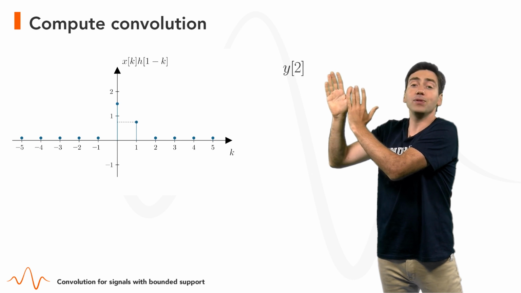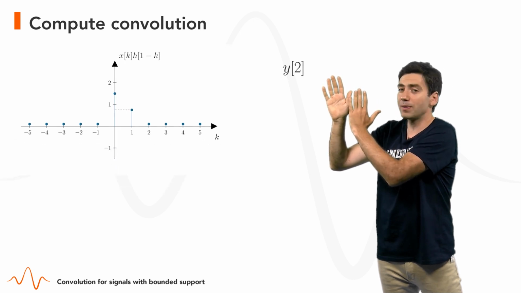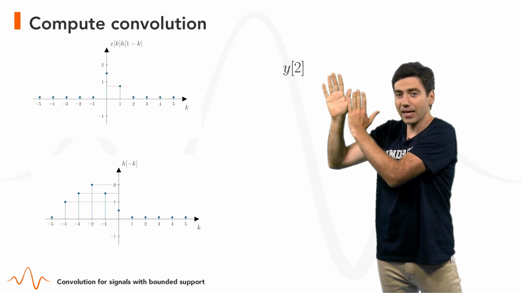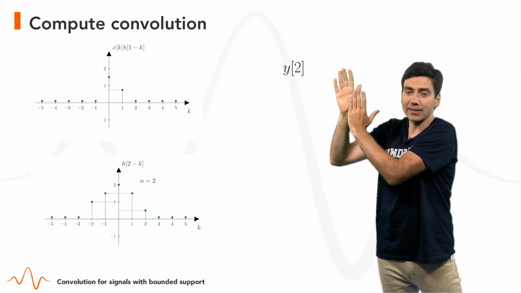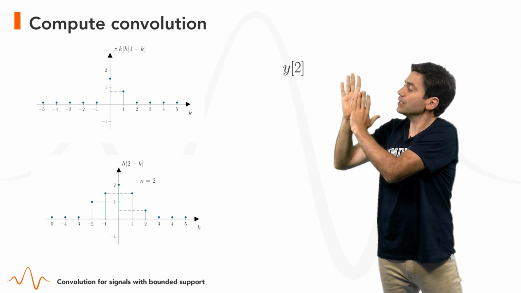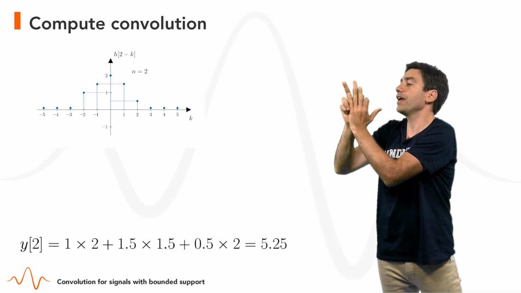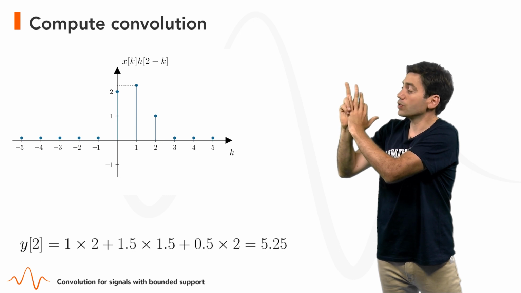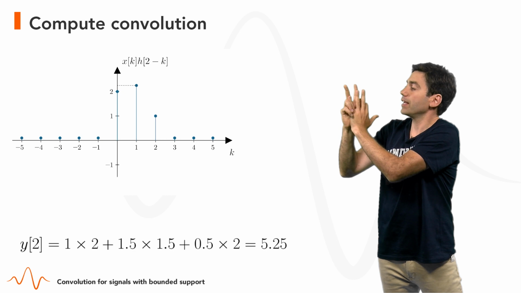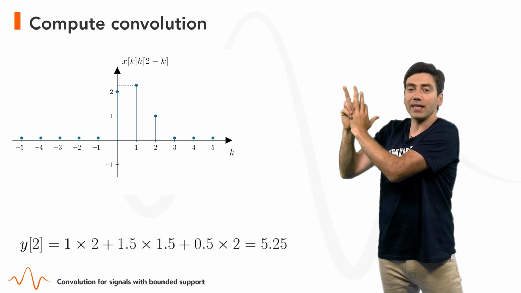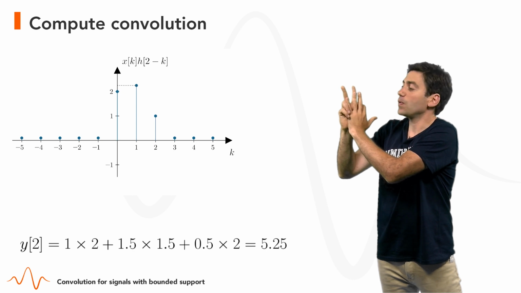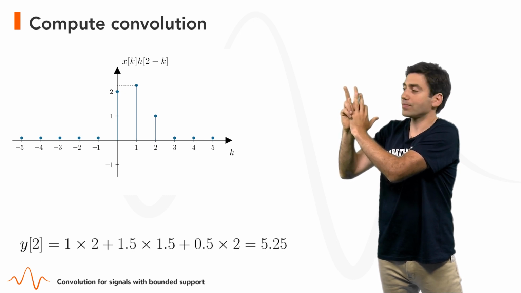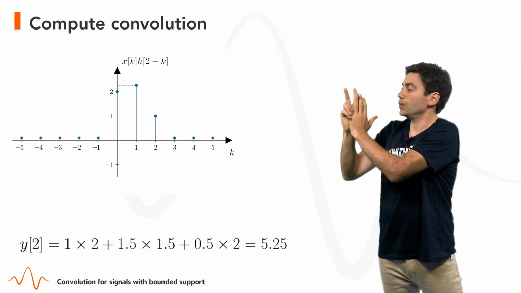We continue to compute y2, and for this we have to multiply x of k, which always remains static, with h of minus k plus 2, or h of 2 minus k. So we see that in this case we get a signal which is 0 everywhere except at these three values, k equals 0, k equals 1, k equals 2. We have to multiply 1 by 2, 1.5 by 1.5, and 0.5 times 2. If we multiply this, we get a signal. If we add that signal, we get 5.25. And that's the value of y2.